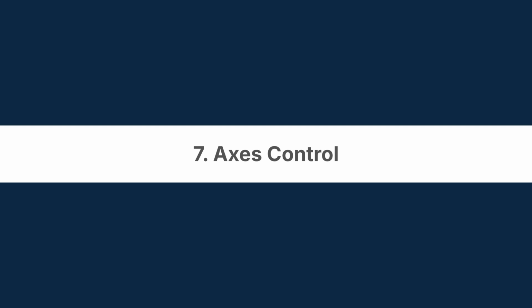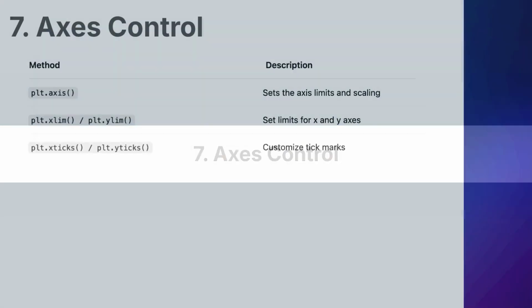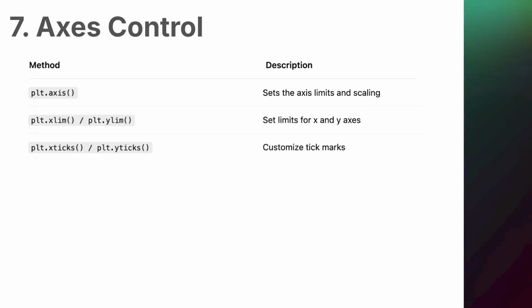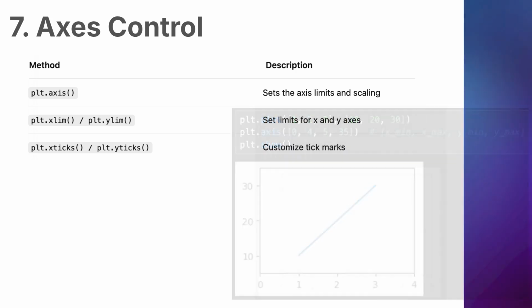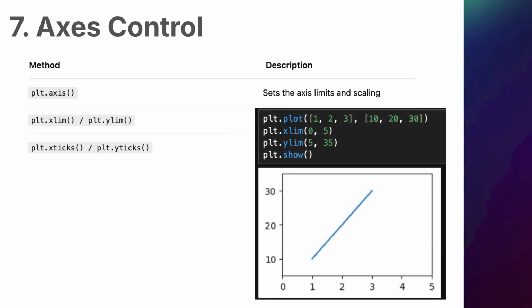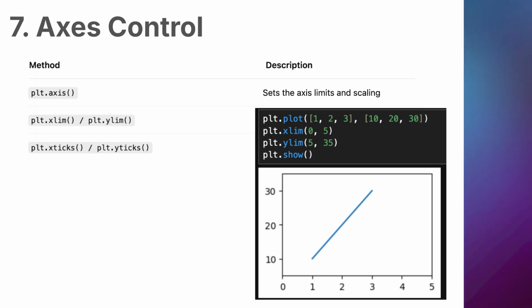Seven, axis control. You can control axes with these methods. First, plt.axis. It lets you control the axis limits and scaling of the plot, as shown here. You can set minimum and maximum x values as well as minimum and maximum y values. Next, xlim and ylim. You can set the limits for only the x-axis or y-axis, minimum and maximum values for each. It's useful when you want to zoom in or focus on a specific range of values.